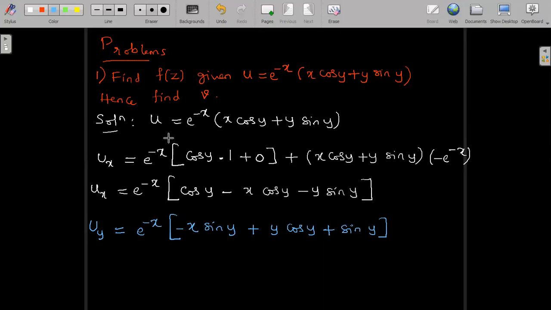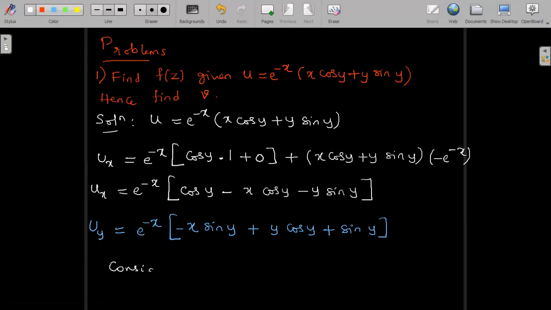Now the purpose of finding the partial derivatives ux and uy is, now we will consider the expression for f dash of z, and using CR equations we will change both the terms with respect to ux and uy only, so that we can substitute the expression for both ux and uy, right? So let us do that.